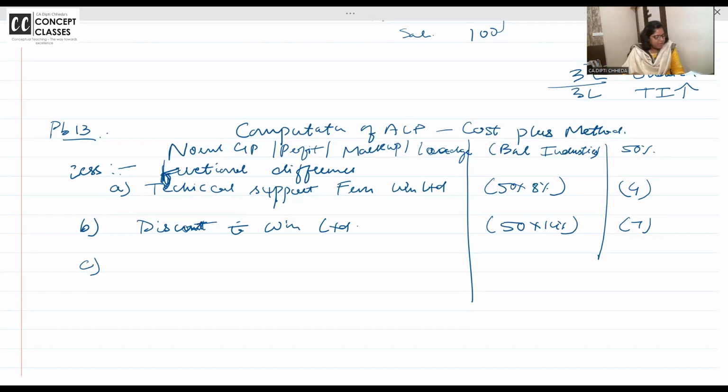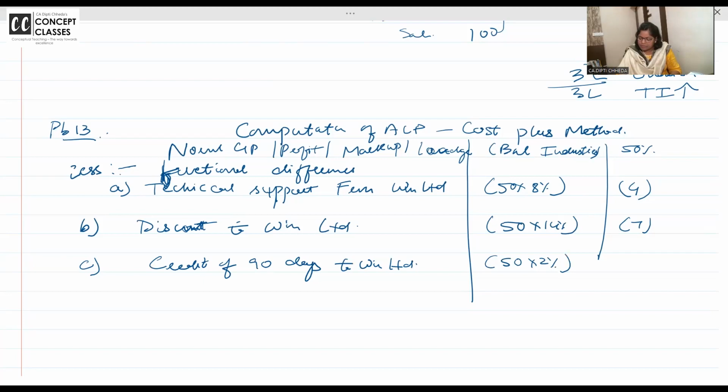और एक है थर्ड, STL has offered 90 days credit. Credit of 90 days to Win Limited. Win Limited हमारी associate enterprise है and we are telling them ठीक है कोई बात नहीं, थोड़ा आराम से पैसे दे देना, absolutely no problem. So then that is going to cost of which is measured at 2% of normal billing. Okay, 2%. तो 50 का 2%. This will be added, not deducted.